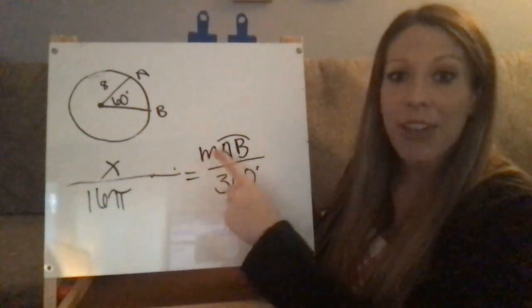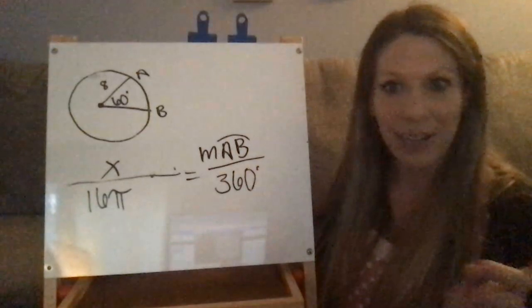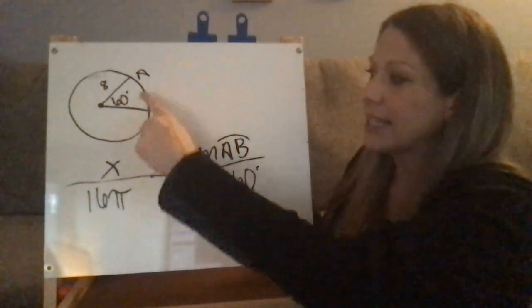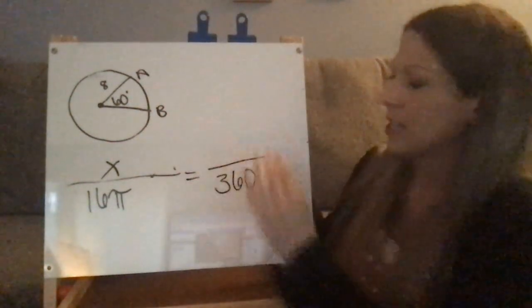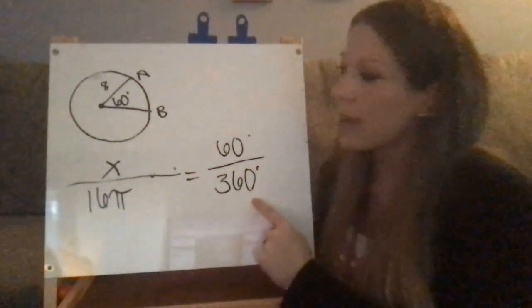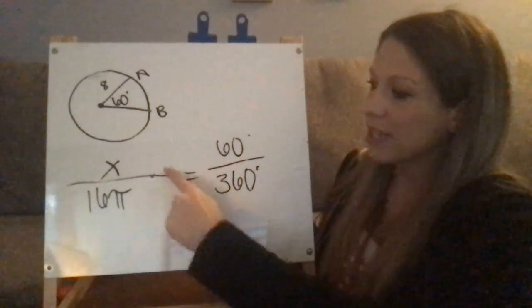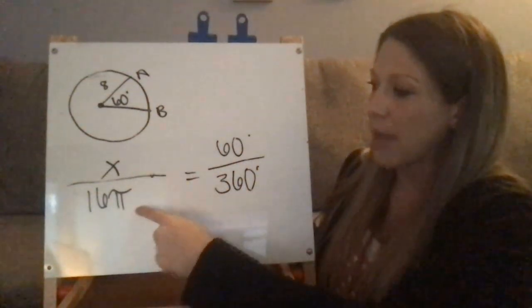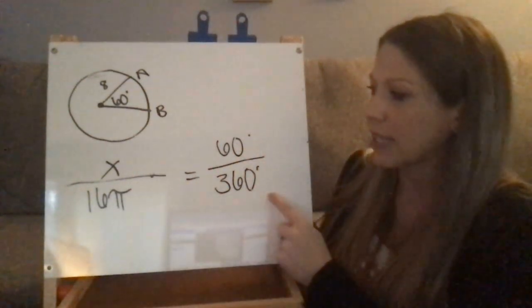We do know the measure from A to B, based off of our circle unit, is 60 degrees. So from A to B is 60 degrees out of the whole 360. So our proportion says x over 16 pi equals 60 over 360.